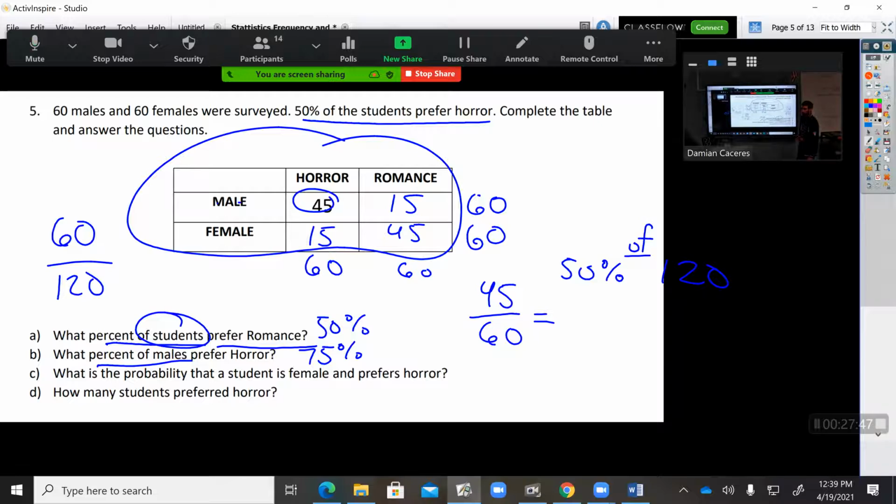So far, so good. Any questions? Now, what is the probability that a student, so before I read anything else, that tells me my total again is 120. Now, "and" means both things have to be satisfied. It has to be female and prefers horror. So female horror is 15.